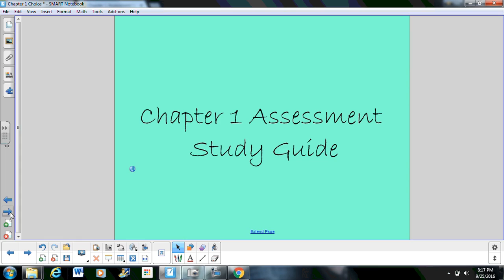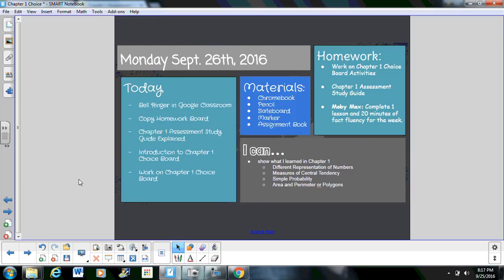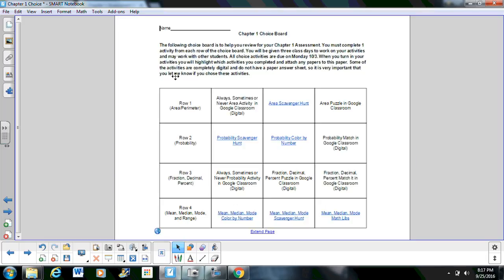The next thing that we'll be looking at is the choice board, which is what you guys are going to be working on in class today, as well as class tomorrow and class on Wednesday when you finish your assessment. And if you finish your assessment early, you'll work on it partially on Friday as well. It is due a week from today, so it's due on October 3rd. What it looks like is you will be given a choice board. A copy of this choice board is already in Google Classroom.